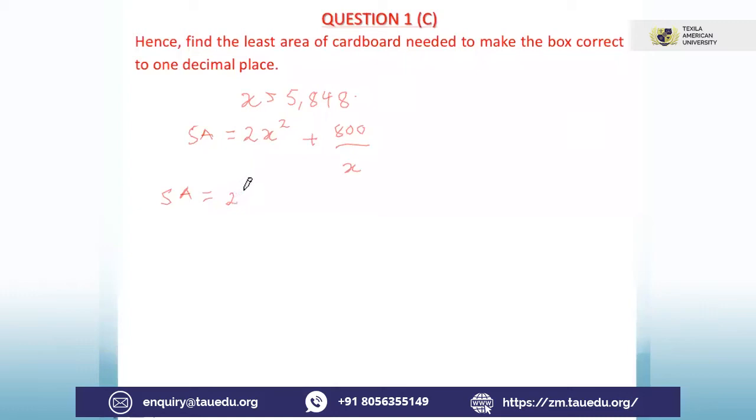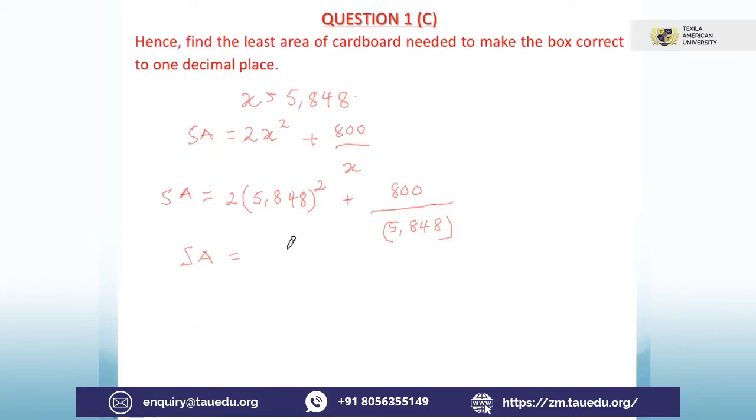So 2 times 5,848. You close the bracket, but there is a power of 2 there. Then you say plus 800, all over x. And our x value is 5,848. All right. So your answer is as good as what you will get on the calculator.